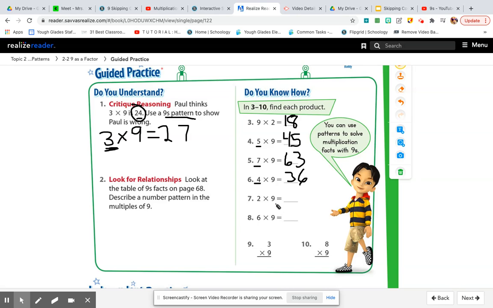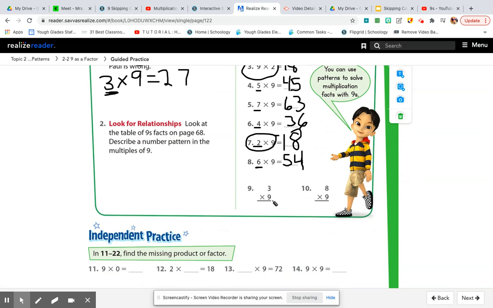Here we go. 2 times 9. Looking at 2. 2 minus 1 is 1. What can I add to 1 to get 9? 8. Notice that this and this are showing commutative property. No matter the order of the factors, the product is the same. 6 times 9. 6 minus 1 is 5. What can I add to 5 to get 9? Well, that's 4.